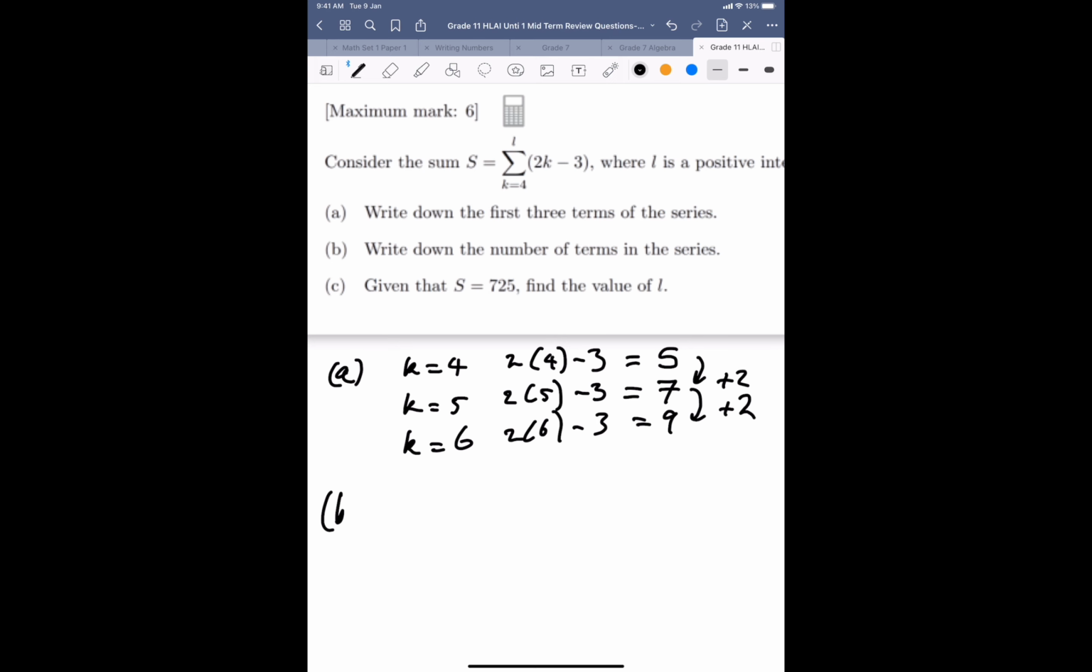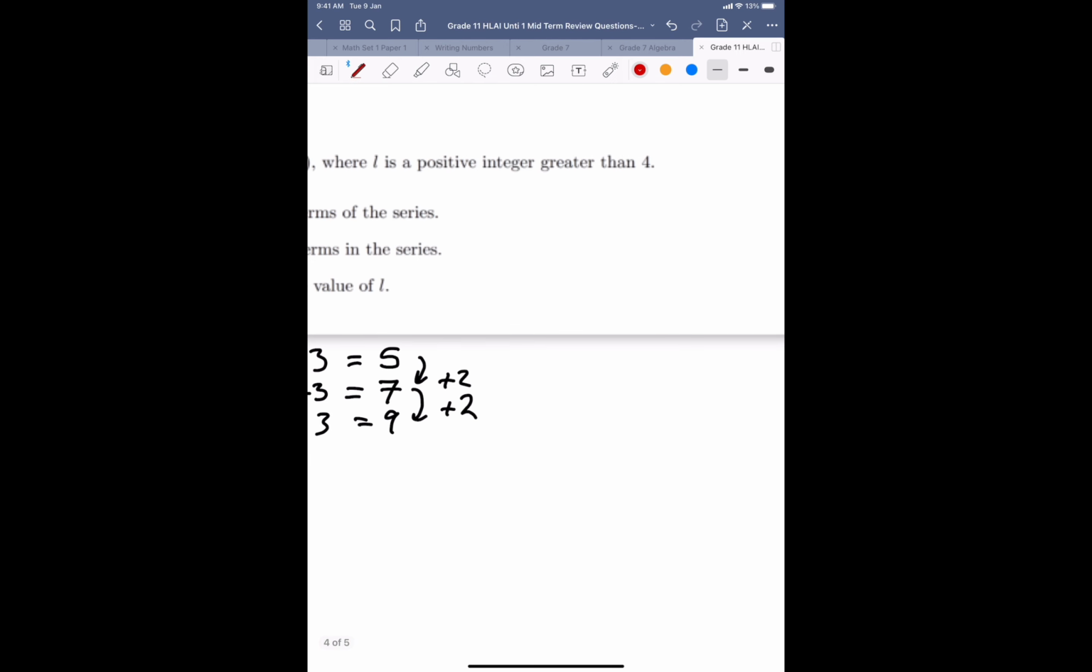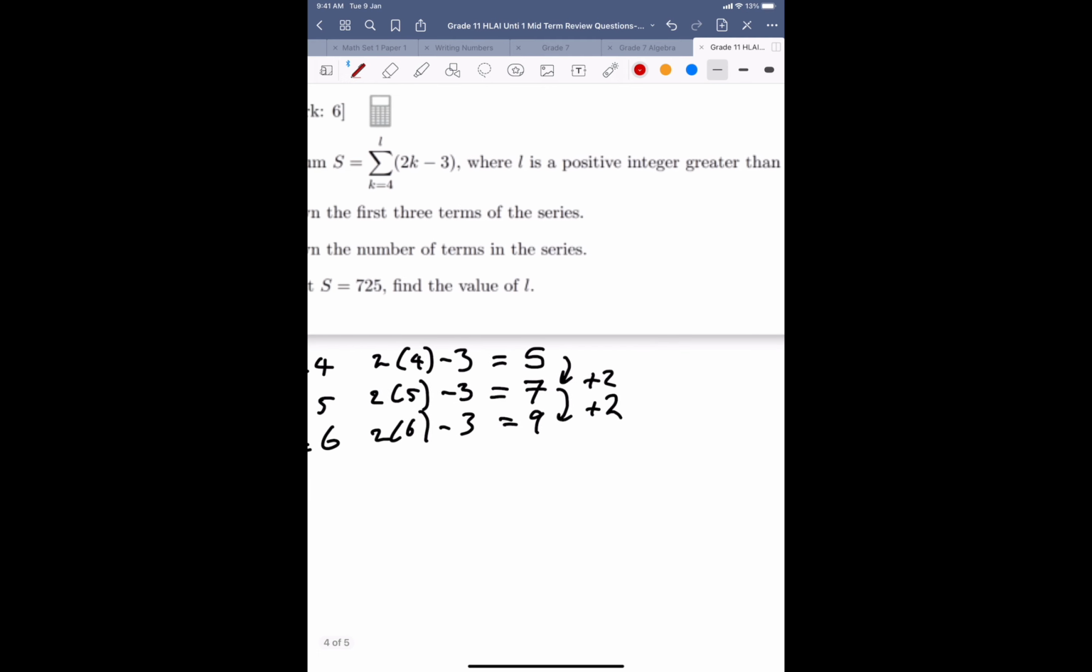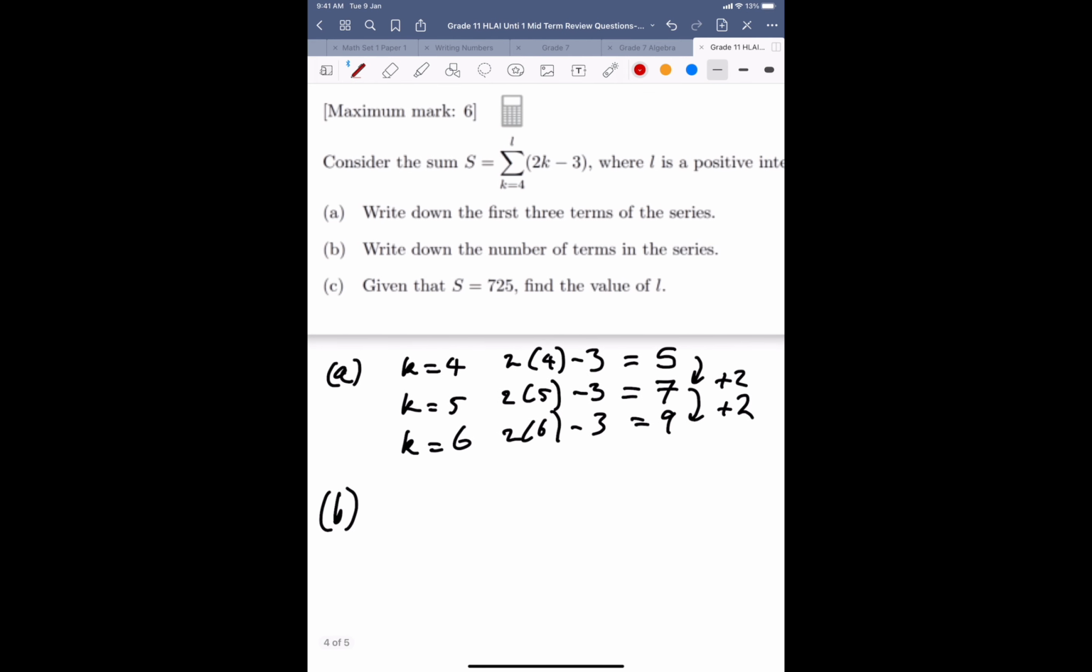B, write down the number of terms in the series. So this is a little bit naughty, isn't it? Let's just try and experiment with what we've already got. It tells you that L is a positive integer greater than 4, but we don't know where it stops. Is L 10? Is L 50? Is L 100? Well, that's the point of part B. The answer for B must be given in terms of L. So part B, there's no answer like 7, 54. It's in terms of L. Let's do something simpler. What if we replaced that L with 6?